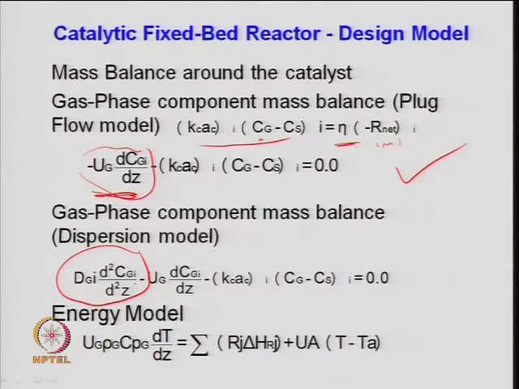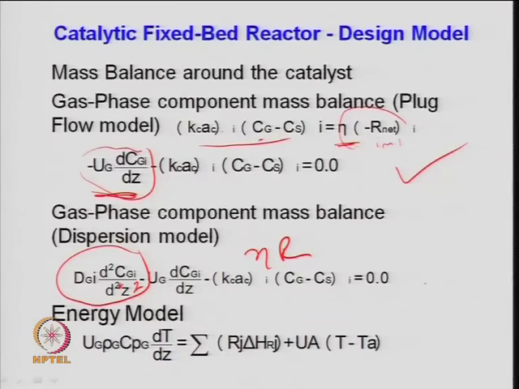So, this is d Z square here and other terms are similar, u g dC by dZ, and this is the third term, which is the reaction term. One can write either this equation or eta times R also, both terms are the same, because at steady state both these rates are equal. So, this is what we have here, and the energy balance is also required.